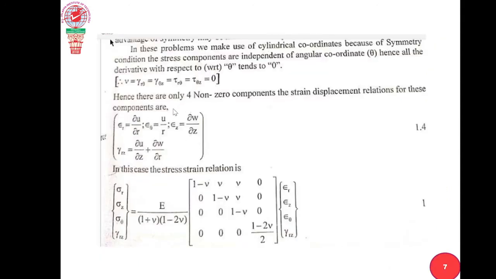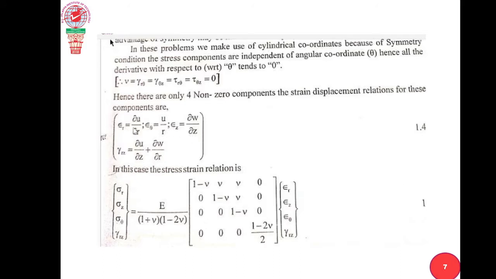We discussed the same thing in module number 1, the stress-strain relations. As I told, the stress and strain components with respect to theta are neglected. That is gamma r theta, gamma theta z, tau r theta, tau theta z, and sigma theta is equal to 0. The remaining components are epsilon r, epsilon theta, epsilon z, and gamma rz. Therefore, epsilon r is dou u by dou r, epsilon theta is u by r, epsilon z is dou w by dou z.